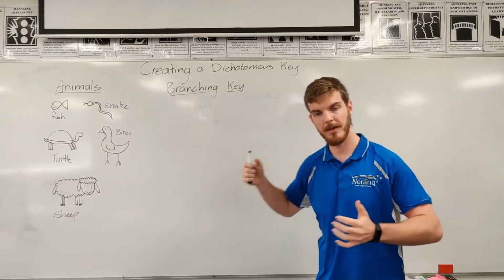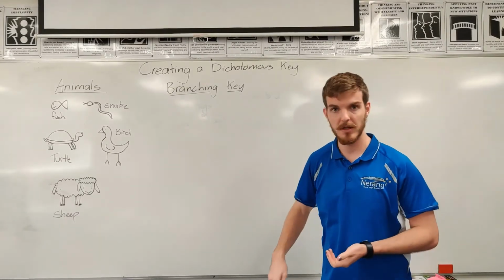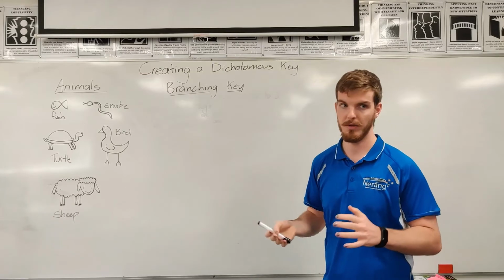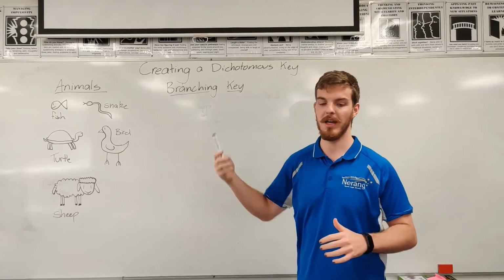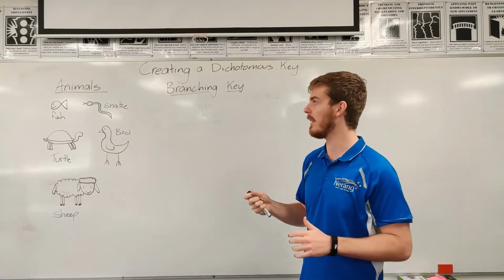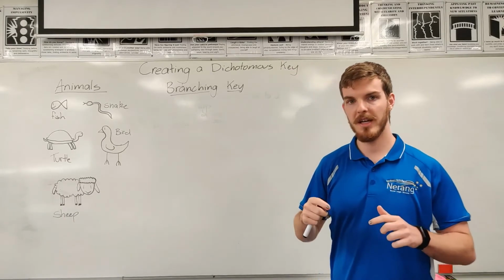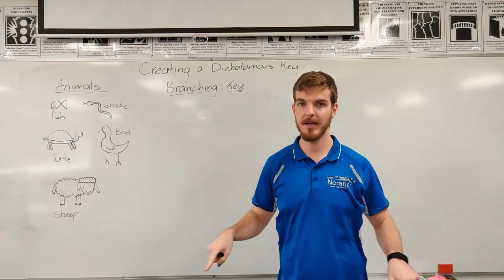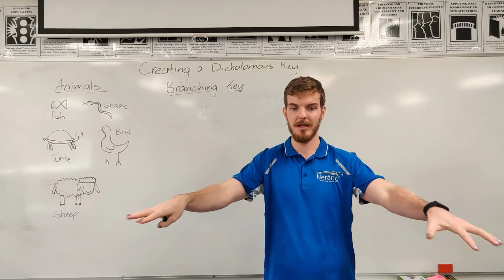Alright, back with an empty board. Tabular key's gone. You can always just go and rewind and rewatch that if you need to. But now we're going to be looking at drawing a branching key. So, branching key starts at one thing and works its way down. So it spreads out like a branch.